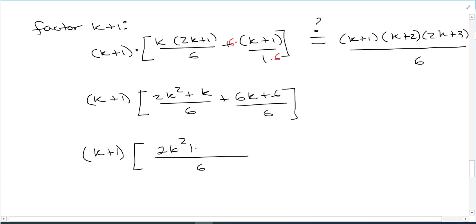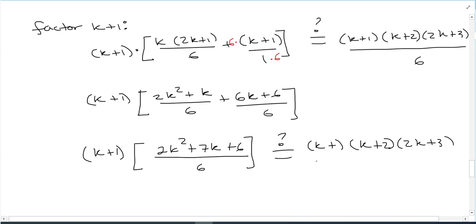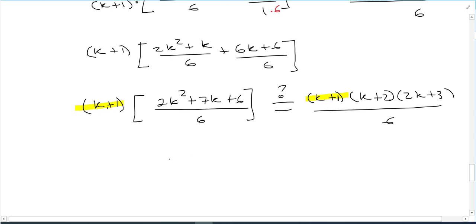So I have 2k squared plus 7k plus 6. And so does that equal what I have on the right? Well, we have the k plus 1, so that's a good sign. Notice that we do have our k plus 1 at least there, so now we need to figure out what about the inside.